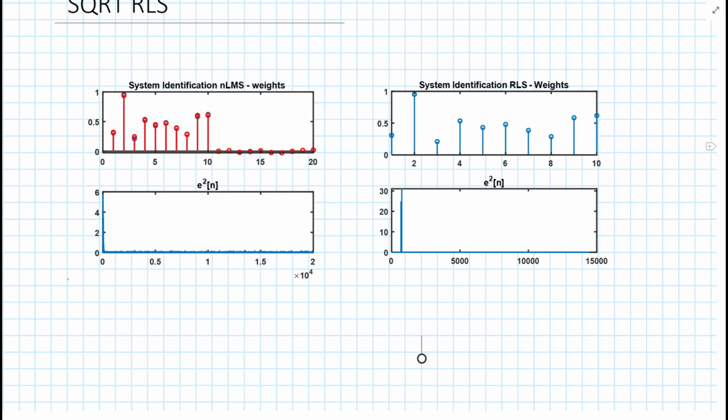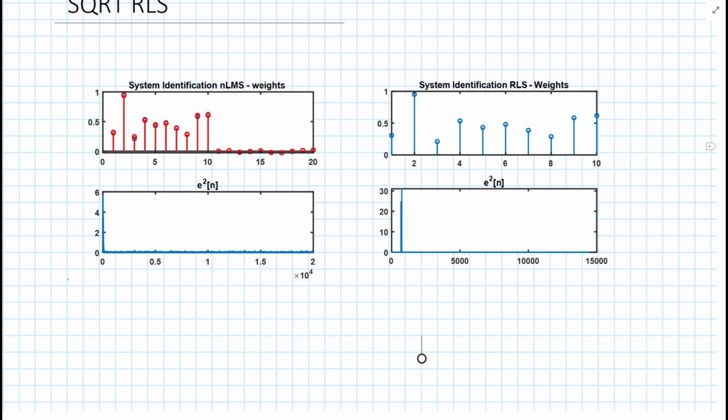The NLMS, with the beta that I chose, adapted well to the weights and relatively quickly, but it had some misadjustment error, and you can see that in the plot on the left. The red are the estimated weights, and the blue underneath them is the actual weights, and it's a little bit off. But you can see that the error went down and it stayed near an error floor that is due to the noise added to the desired signal.